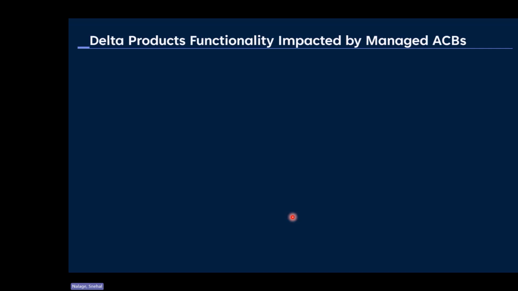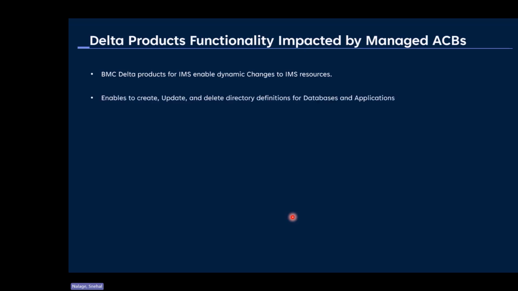Well, the main feature of the Delta products is to enable the dynamic changes to the IMS resources. Therefore, Delta products allow you to create, update, and delete the directory definitions for databases and applications, as well as enable you to reload the runtime control blocks for databases and applications through the Delta reload request. And as we know, with managed ACBs, the runtime control blocks for the databases and the applications now reside in the IMS directory instead of ACB lib. The managed ACBs definitely impact these products.